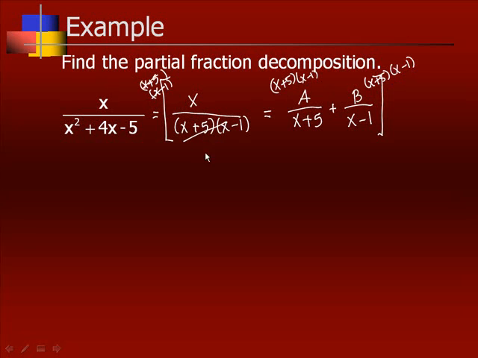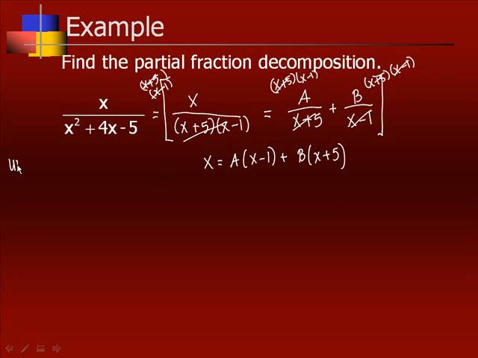First side, everything cancels and we get x. Second side, x plus 5 cancels, so we get A times x minus 1. For the second term, the x minus 1's cancel, so we get B times x plus 5. Now, instead of multiplying this out, I'm just going to leave it in this form and do our substitutions here.